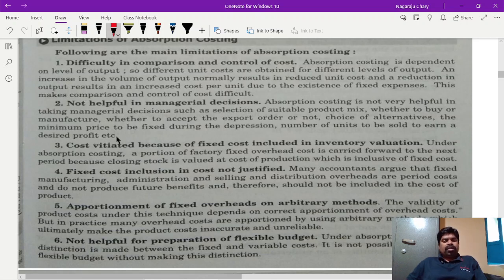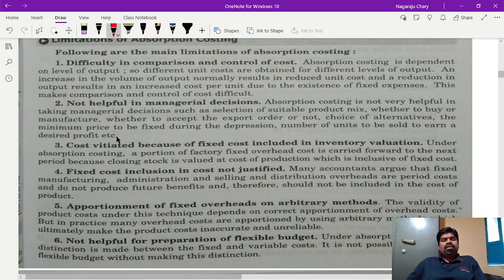So what we are discussing here is that the absorption method is not useful to make decisions. Why? Because both the costs are included. There is no separation of fixed cost and variable cost. Fixed cost is fixed. When the time comes, the cost is to be paid. What about variable cost?